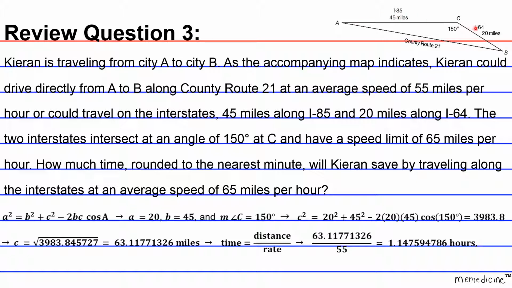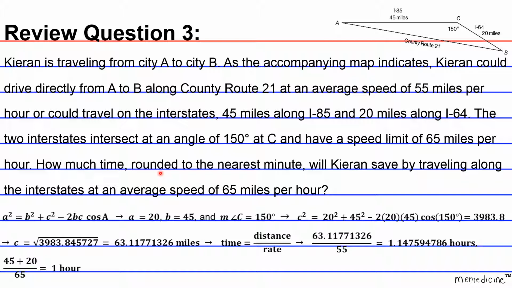But we also need to compare traveling from A to C to B, okay? So if we do that, we're traveling along from A to C, which is 45 miles long. Then don't forget the additional 20 miles along I-64. So the distance is going to be 45 plus 20, and we're traveling at a rate of 65 miles per hour because that's what we're told in our question stem, okay? So when you add 45 plus 20, you're going to get 65, and 65 divided by 65 is 1. And remember, the units of time is hours. We're almost done, okay? But we're not quite done, but we're almost done.